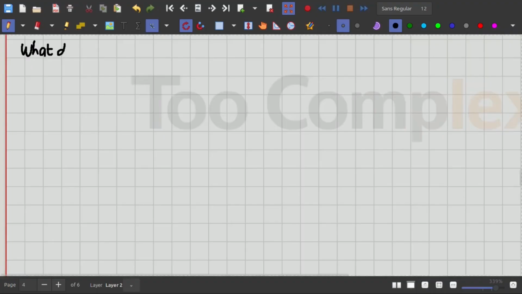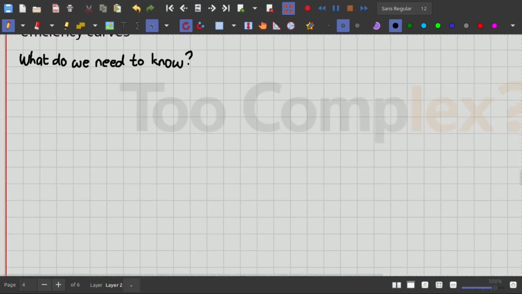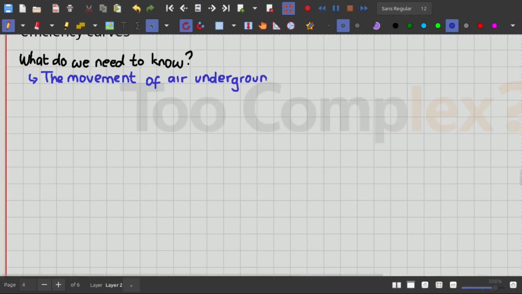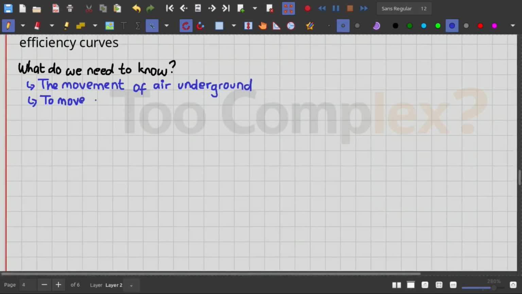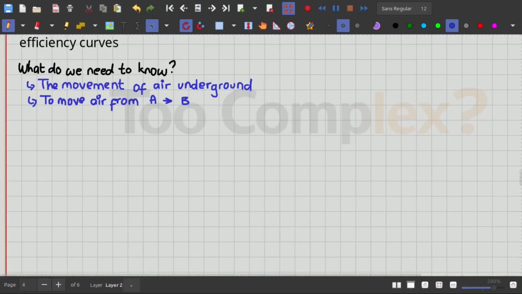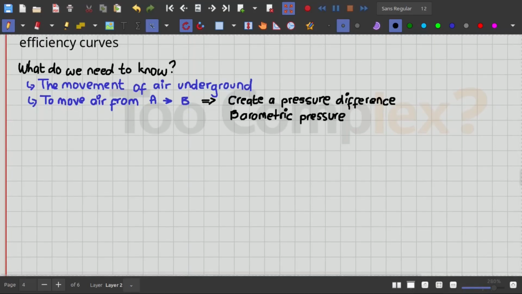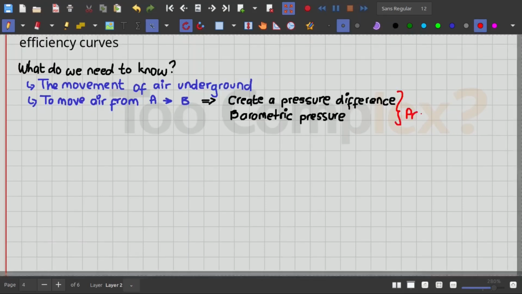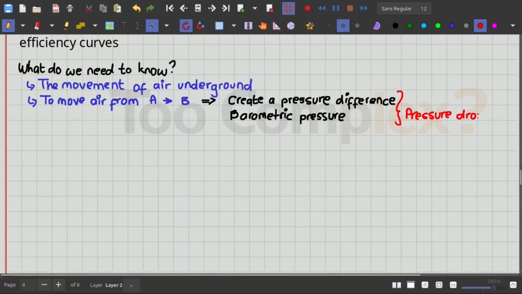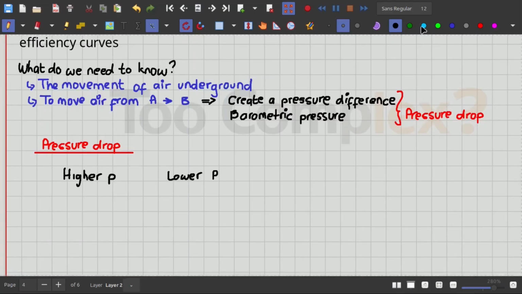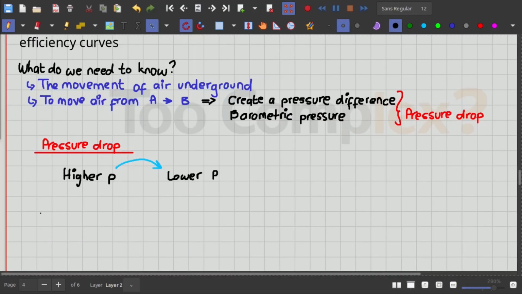So what do we need to know? The understanding of how we move air underground becomes very crucial at this point. So how do we move air from point A to point B underground? How do we do that? We create a pressure difference, right? So there must be a difference in barometric pressure, right? So this pressure difference is what we commonly call the pressure drop, right? So because of this pressure drop, the air will always move from the higher pressure to a lower pressure. So that's what we need to understand.